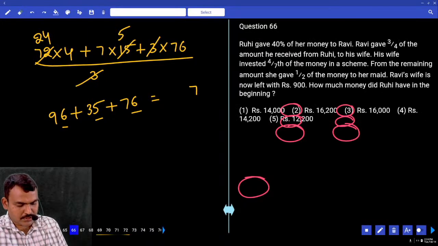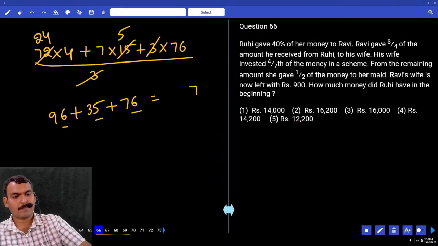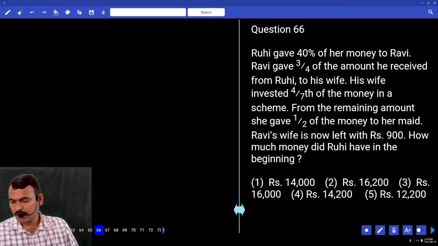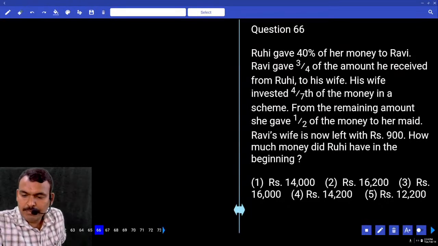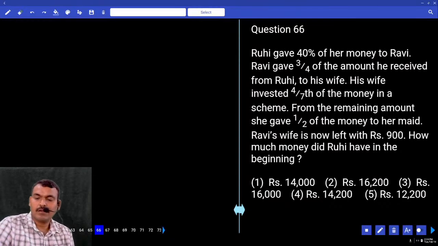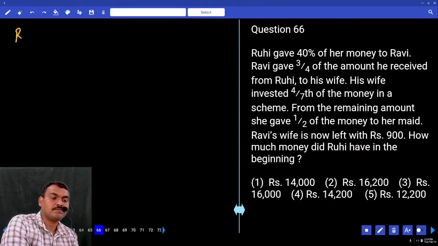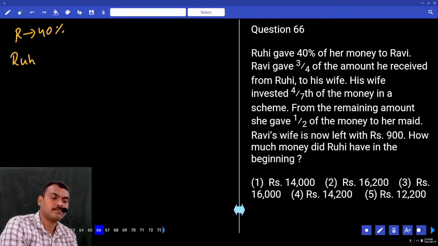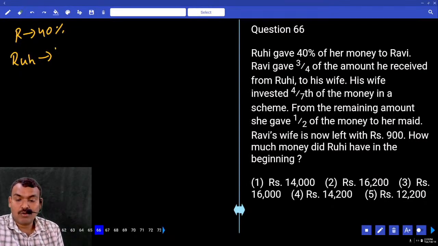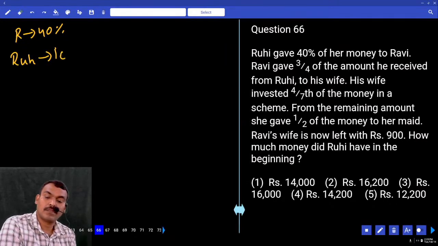Next arithmetic question 66. Ruhi gave 40% of her money to which one? Ravi. Ravi gave 3/4 of the amount he received from Ruhi. Means Ravi is how much percent? 40% or not? Then Ruhi will be how much percent? Ruhi gave 40% of her money to Ravi. Then Ruhi will be how much percent?